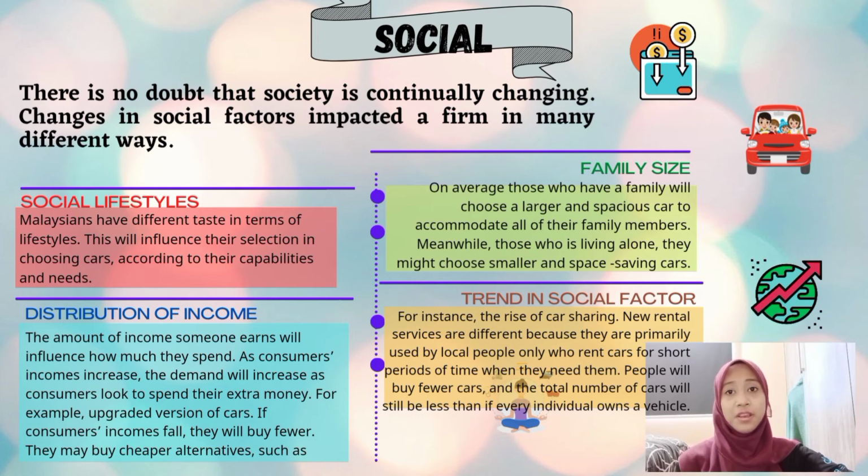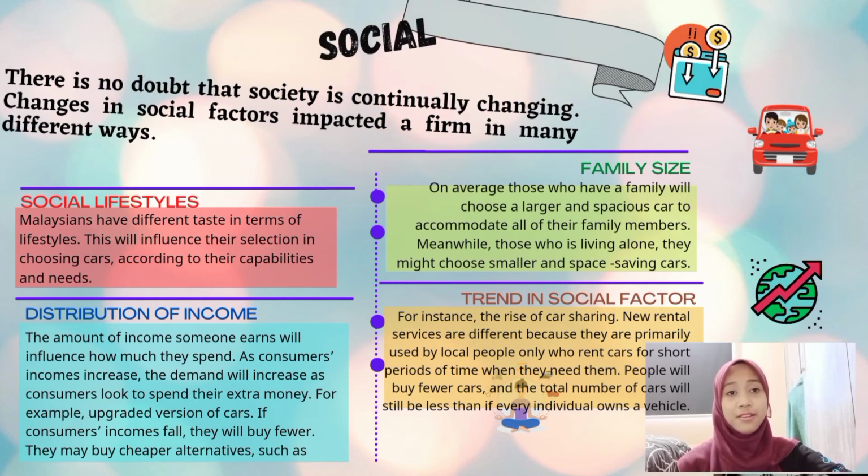Lastly, distribution of income also affects Proton Holdings in producing cars. The amount of income someone earns will influence how much they spend. As customers' income increases, the demand for goods and services will increase as customers look to spend their extra money, for example, upgrading to a high-class car. If customers' income falls, they will buy fewer. When they do spend money, they may buy cheaper alternatives such as second-hand cars.